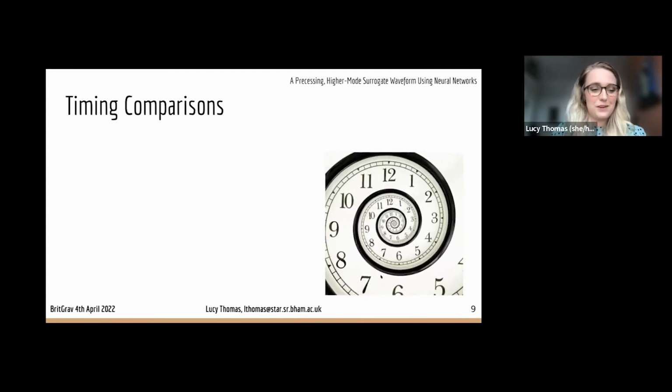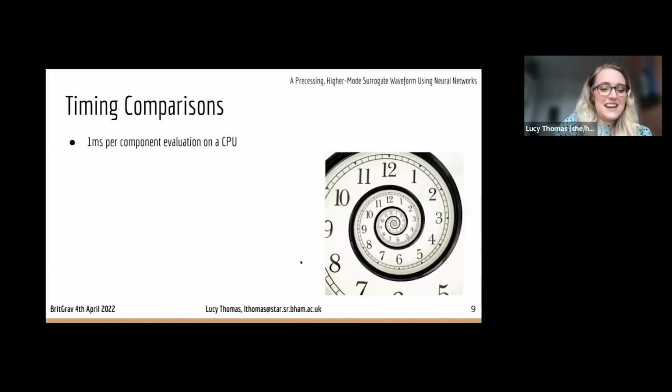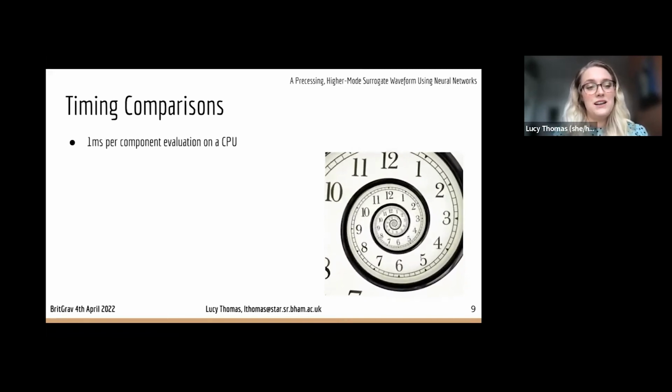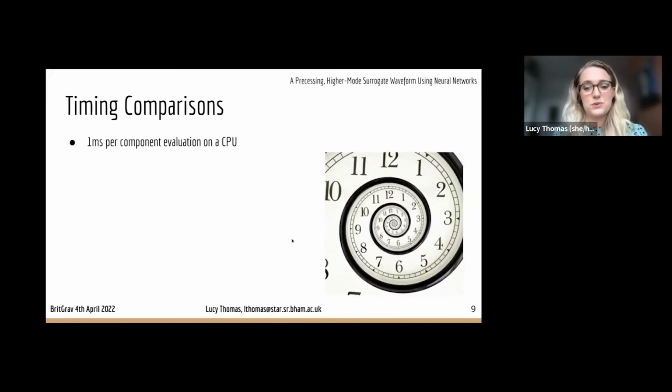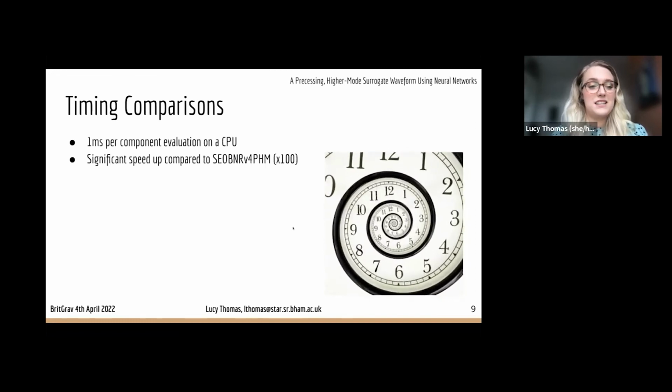So lastly, I'm going to talk about the model speed. We expect each of our neural networks to evaluate in a time of about 1 millisecond on a CPU to generate a single waveform component. That's 1 amplitude, phase, or Euler angle. And therefore, our total evaluation time will be about 10 milliseconds plus the cost of twisting up the waveform. So this represents a significant speed up compared to the underlying model of about 100 times faster.